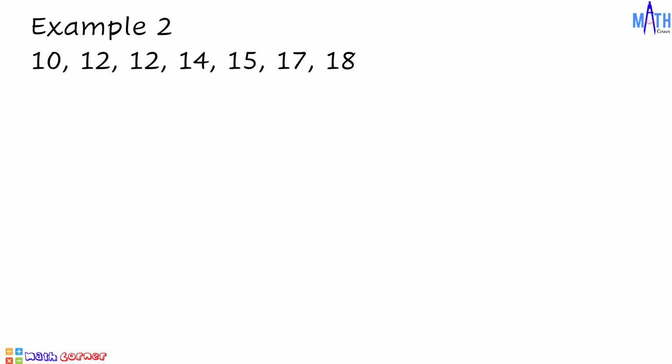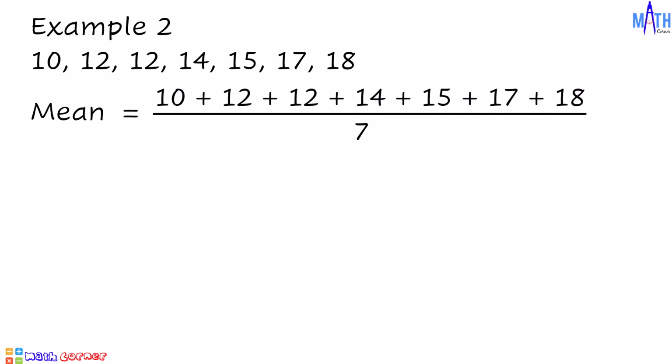Example number 2, determine the mean, median, and mode of the following values. Let us find the mean. The sum is equal to 98, so we have 98 divided by 7, and this is equal to 14.